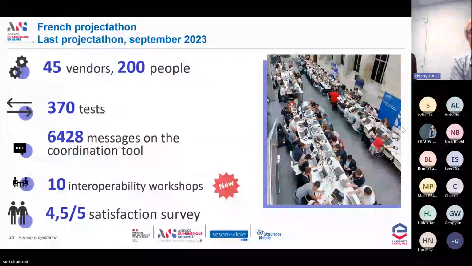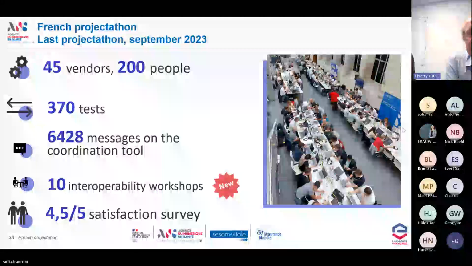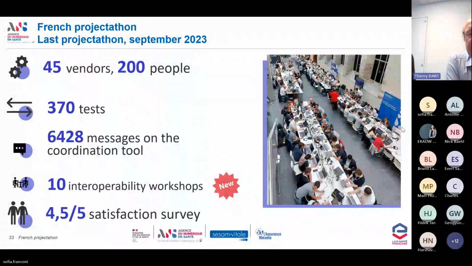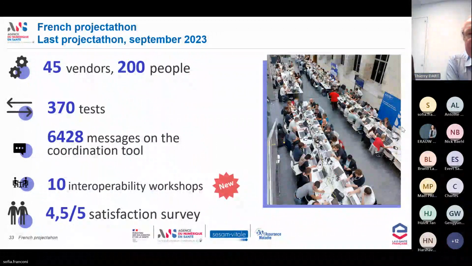So the last French projectathon, 45 vendors, more than 200 people. You can see a small screenshot of the French projectathon in Rennes. 370 tests, many message exchange on the coordination tool. We also organized 10 workshops about interoperability, and of course we had a satisfaction survey. Next slide.